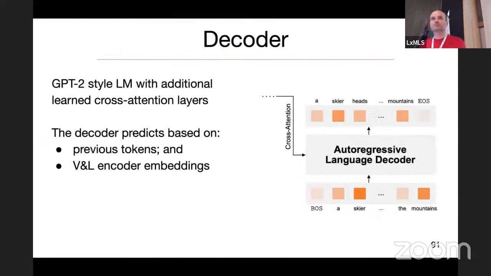Our decoder is a GPT-2 style language model where we added in additional cross-attention layers. As you know, the GPT-2 language model doesn't have cross-attention, but it's a transformer block, and you can just do a little bit of surgery and add one in, randomly initialize it, and then train it for your task. The decoder here is going to predict captions based on the previous tokens it predicted, and also these vision and language encoder embeddings that are produced from the retrieved captions and the input image.